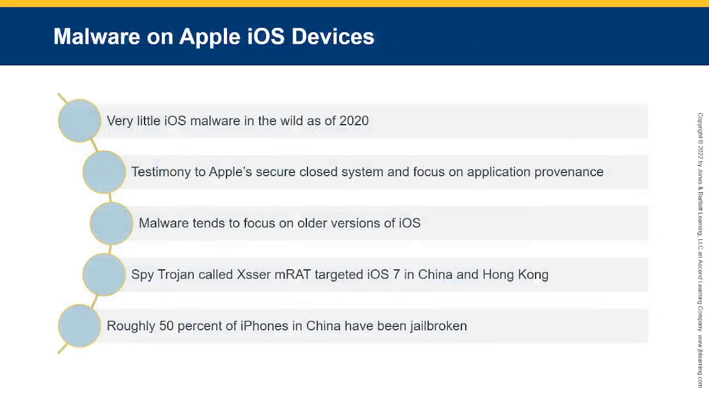Now, malware is also on Apple devices. There is very little iOS malware in the wild as of 2020. This is a testimony to Apple's secure closed system and focus on application provenance. Malware tends to focus on older versions of iOS. For example, the XRAT targeted iOS 7 in China and Hong Kong. Roughly 2% of iPhones in China have been jailbroken.